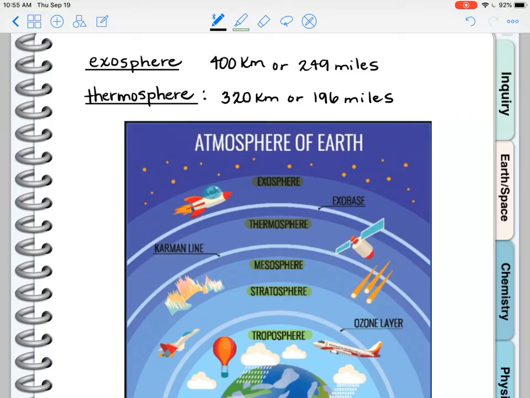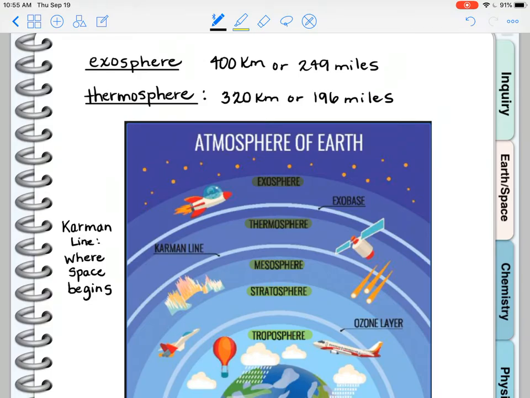And really, even before you go through the exosphere, that's what the Kármán line is. The Kármán line is where space begins officially. So once you cross that line, that Kármán line, you are technically in outer space.